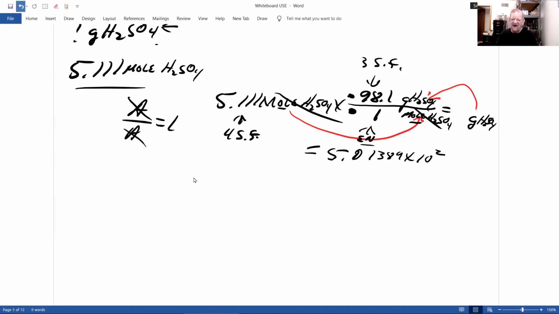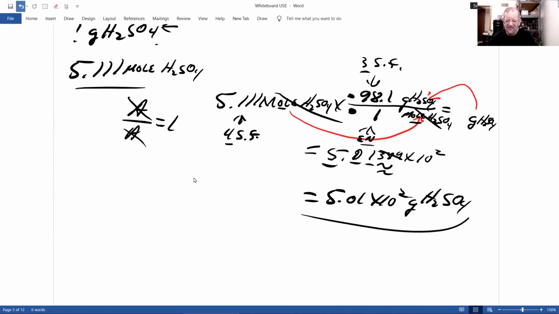So when you multiply and divide, your answer has the same number of significant figures as the number with the lowest significant figures. This is 4, 3. Hopefully I'll pick 3 as lowest. Keep the 5, keep the 0, keep the 1. Use the 3 to round off. It's 4 or less. I drop everything. So the correct answer is 5.01 times 10 squared grams of sulfuric acid. And that's how you do it. And you should know how to do this. Don't tell anybody I'm giving away stuff.